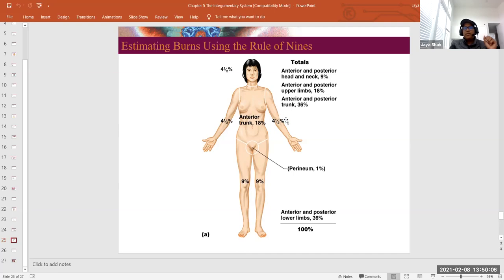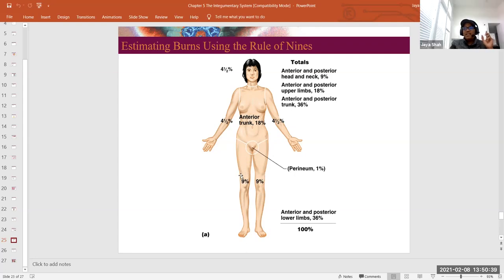This is also 9%. Anterior chest, 9%. Anterior abdomen, 9%. Posterior chest, 9%. Posterior abdomen, 9%. Anterior leg, 9%. Anterior leg, 9%. And both posterior legs also 9 and 9%. So how many 9s are there? 1, 2, 3, 4, 5, 6, 7, 8, 9, 10, 11.